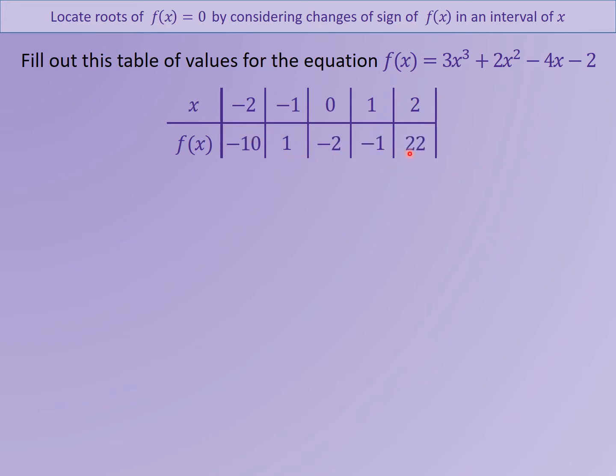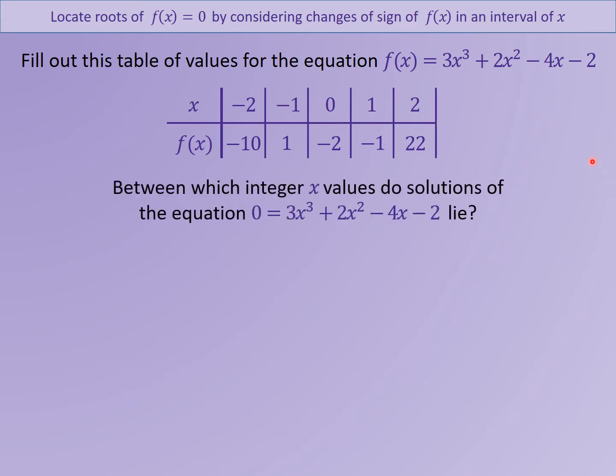Now that you've got those values, what I'd like you to do is have a think about this question then. Between which integer values of x, so your integer values are your 1, 2, 0, -1, -2, between which of those integer values do you get the solutions to this cubic equation? Now it's not a whole number answer, but I'm not looking for a solution. All I'm looking for is between which x values the solutions will lie. So have a think about that. Pause if you want some more thinking time.